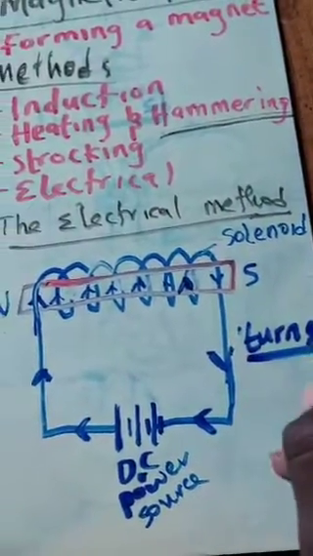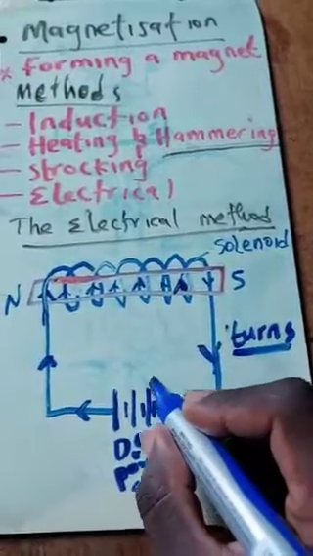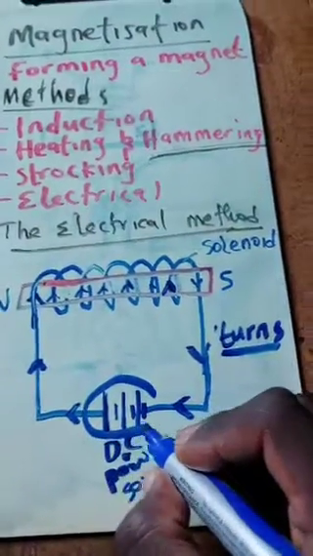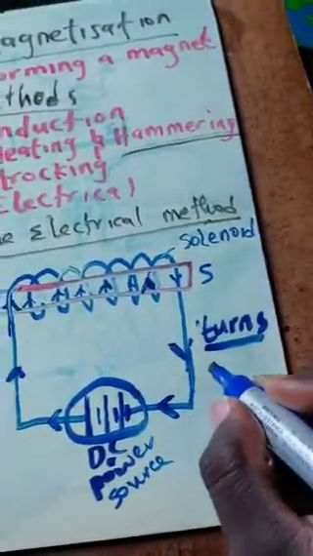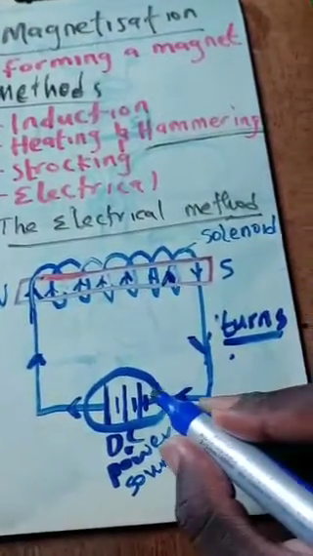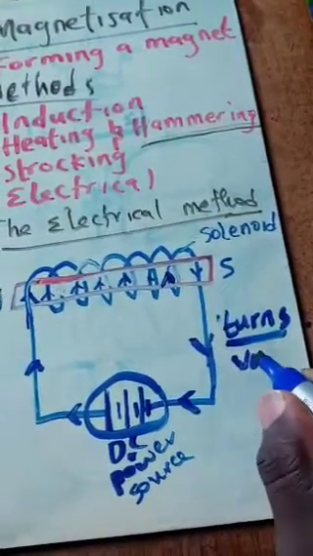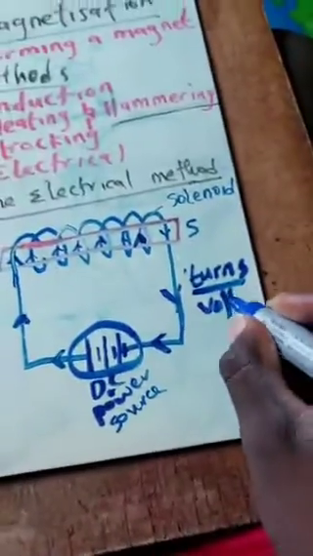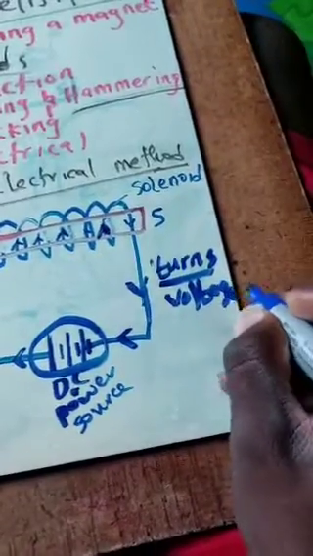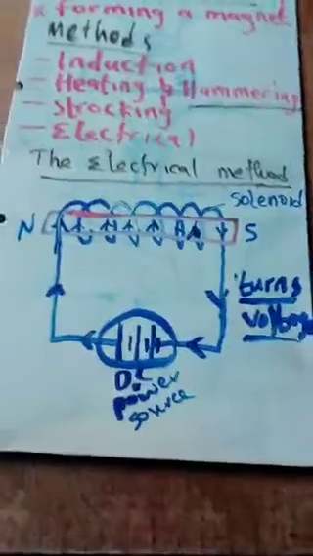The second way of increasing the strength of the magnet that is formed is by using a stronger battery. If you get a more powerful battery, you are going to increase the strength of the magnet. So if you don't want to say battery, you can say increasing the voltage, because battery produces voltage. If you use a stronger battery, it means you have just increased the voltage. Those two. Done with magnetization.